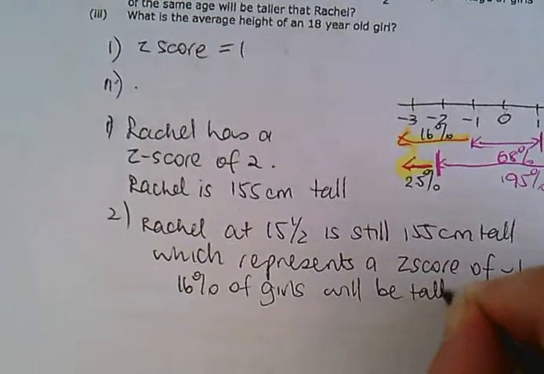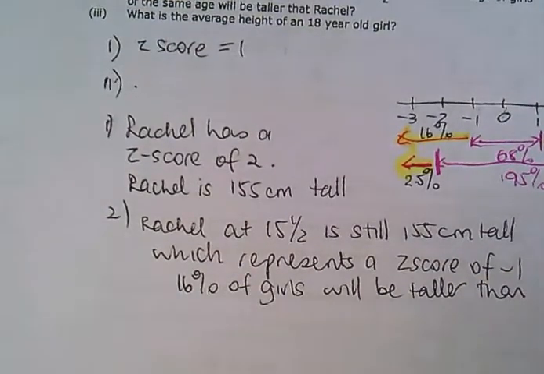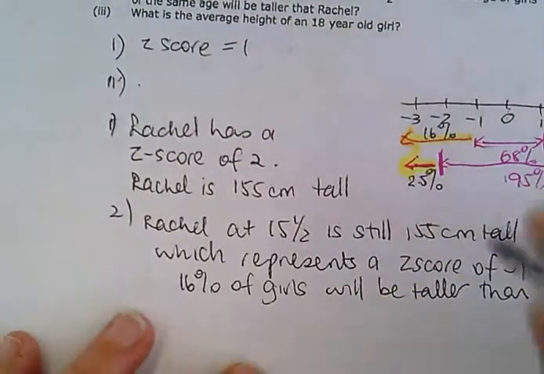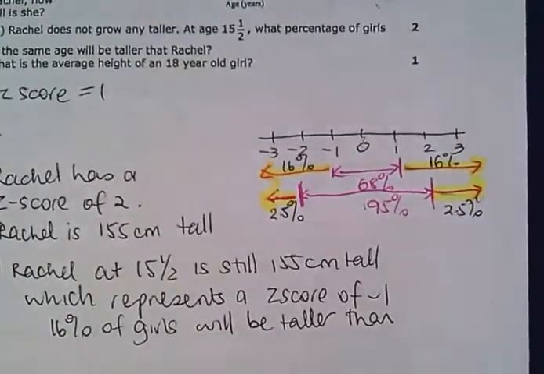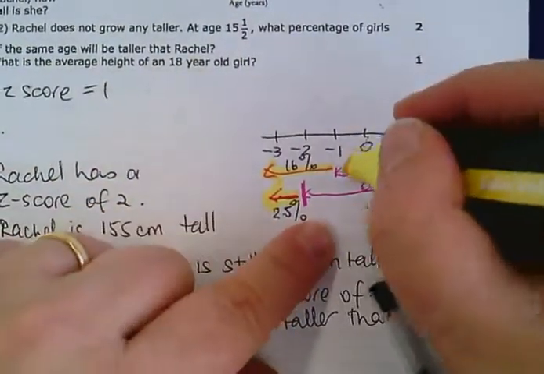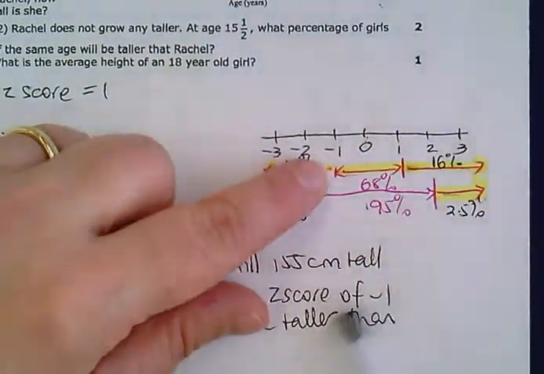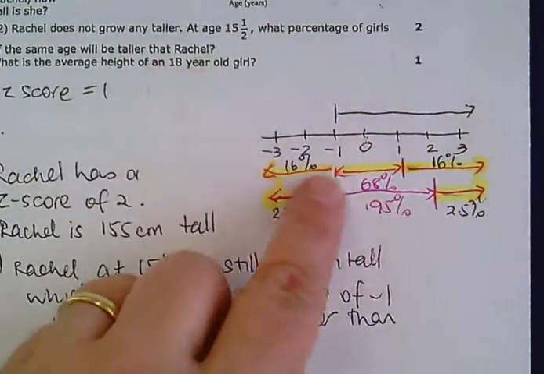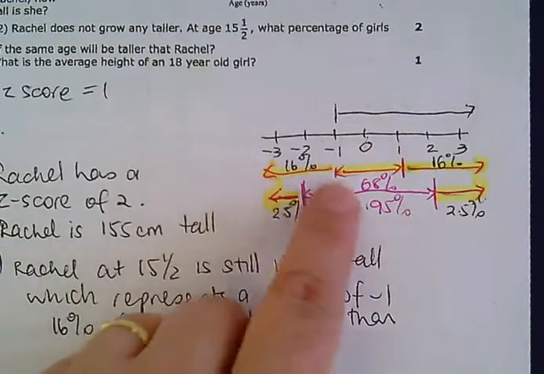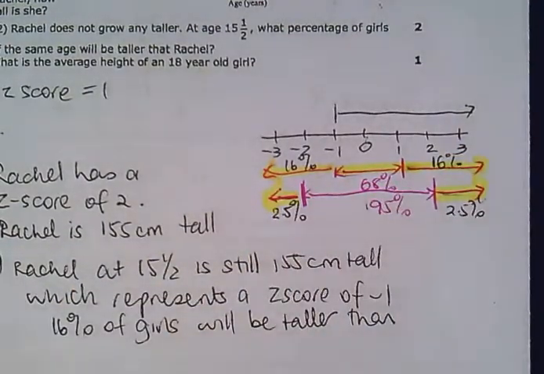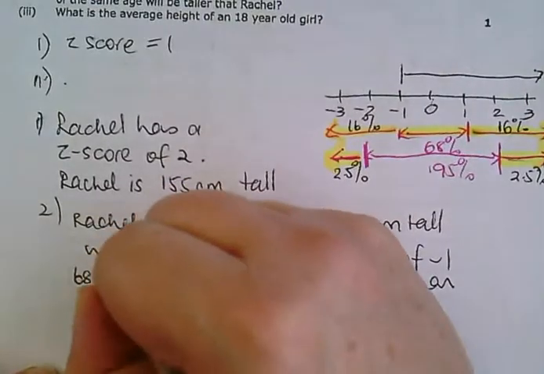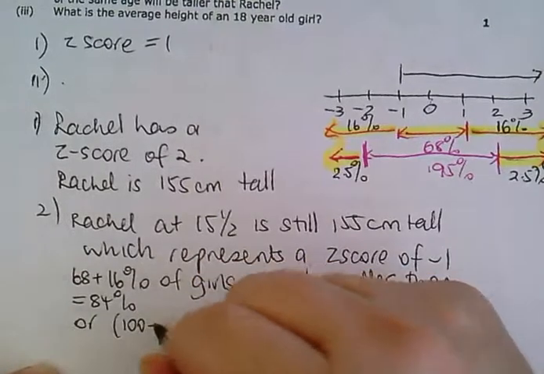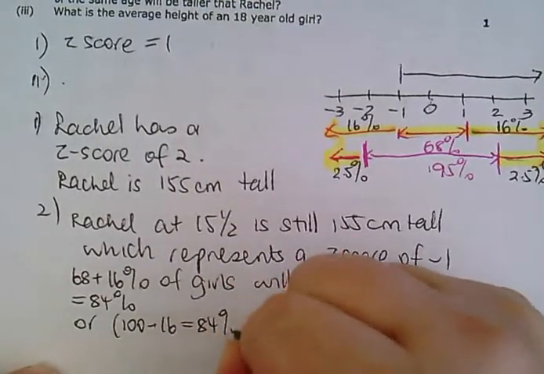Wait, why? Because, oh, sorry, I've got that wrong. It was -1. I'm sorry. So it's this bit. It's the 16% plus the 68. So the percentage of girls taller than her will be that. Well, it's basically 100% minus 16. 84. Or 68 plus 16. So I can do it as 68 plus 16, which is 84%, or I could have done 100% minus 16 is 84% of the girls.